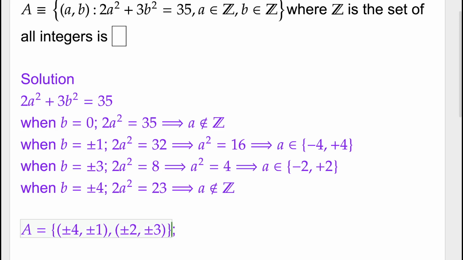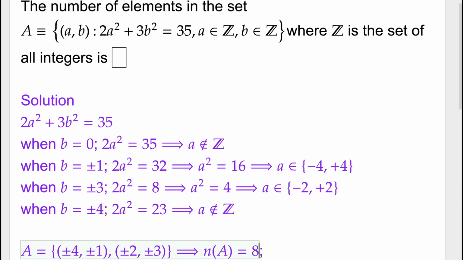So from this we can clearly conclude that the number of elements present in the set A will be equal to 8, and hence the solution for this particular problem. So I hope it is clear to everyone.